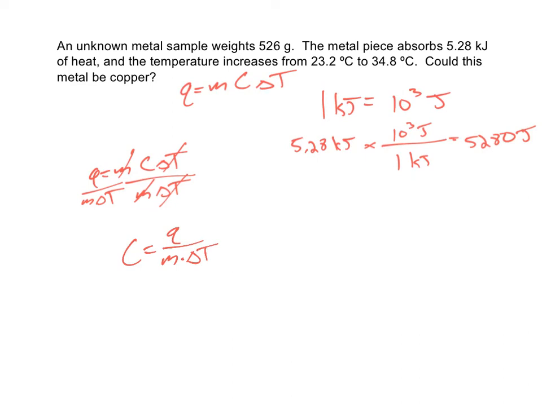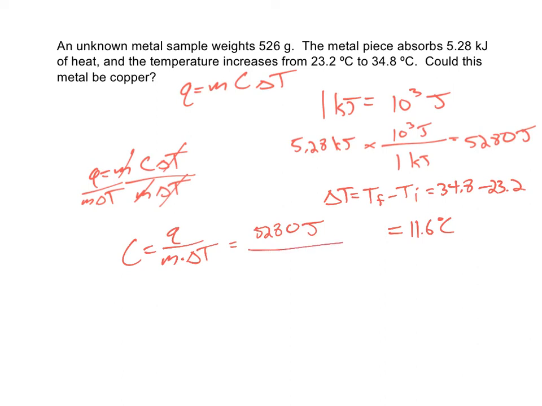All right, and I'm going to go ahead and do delta T first. So delta T is the final minus the initial temperature. So here my final temperature is 34.8 minus 23.2. And so for delta T, I get 11.6 degrees Celsius. So when I plug in my values now, I'll put 5,280 for the heat, and that's in joules. My mass is 526 grams, and delta T is 11.6 degrees Celsius.